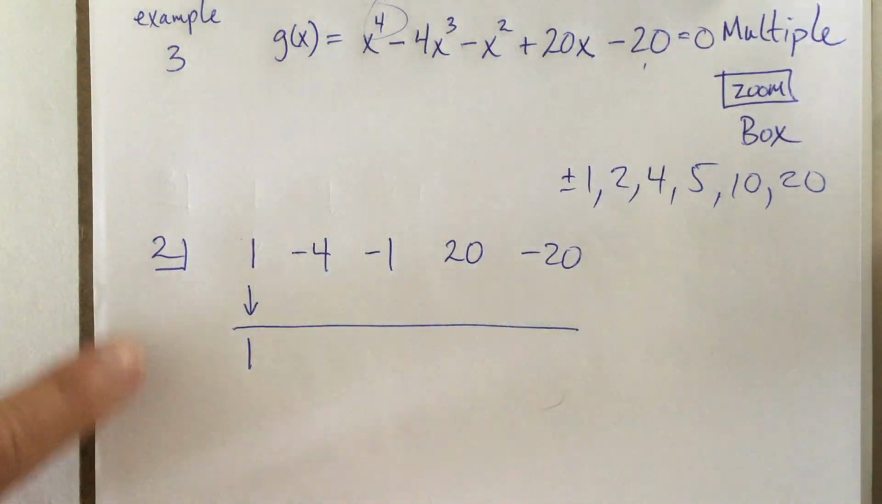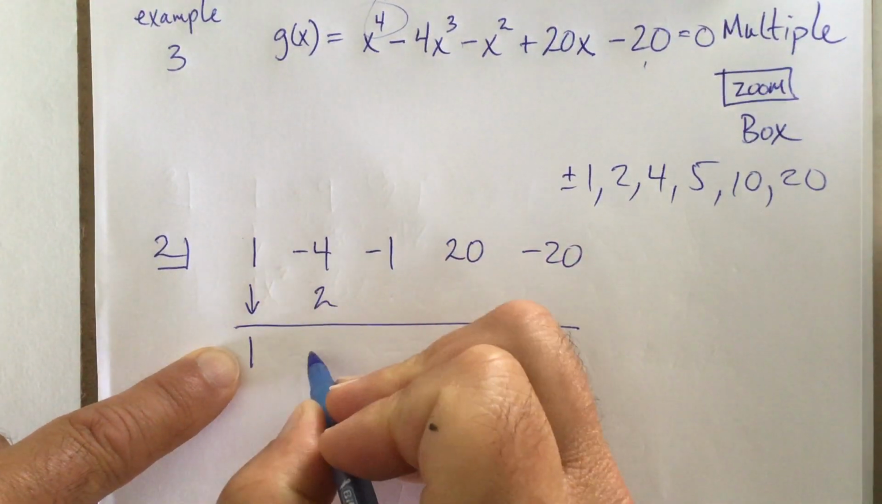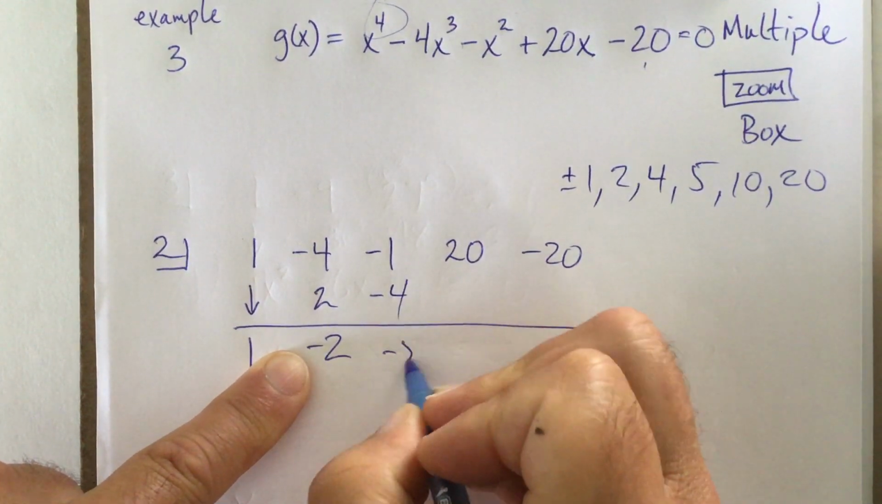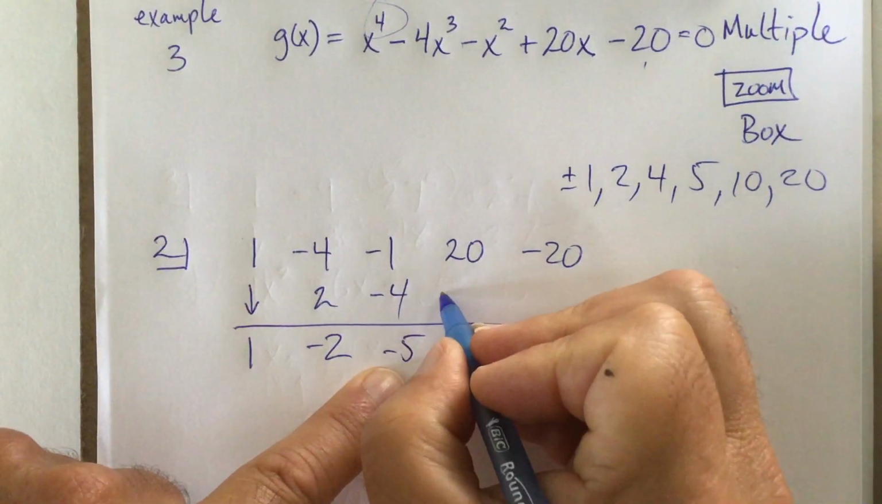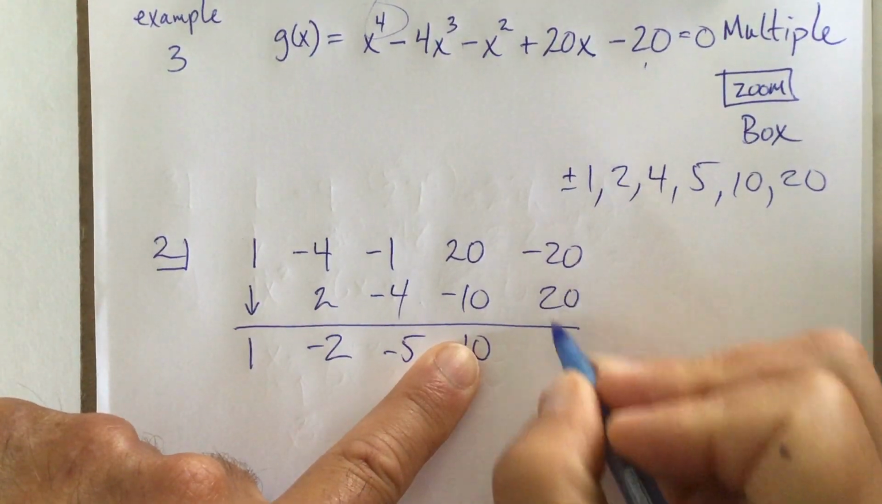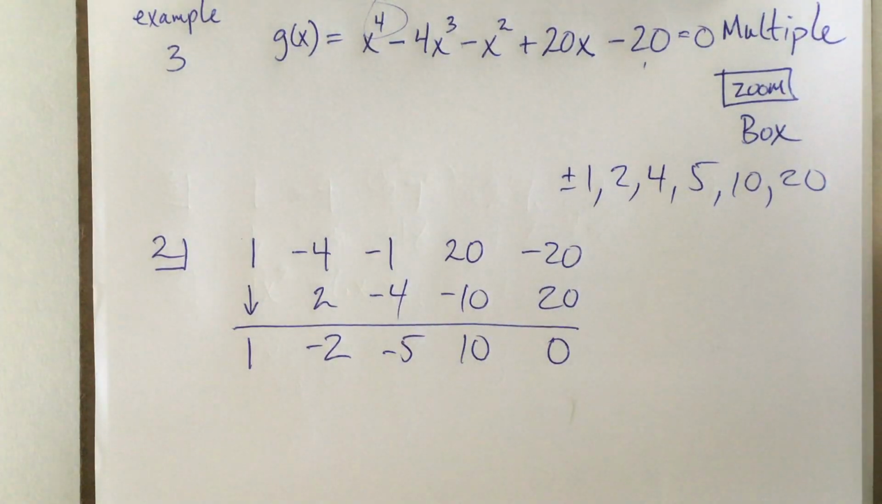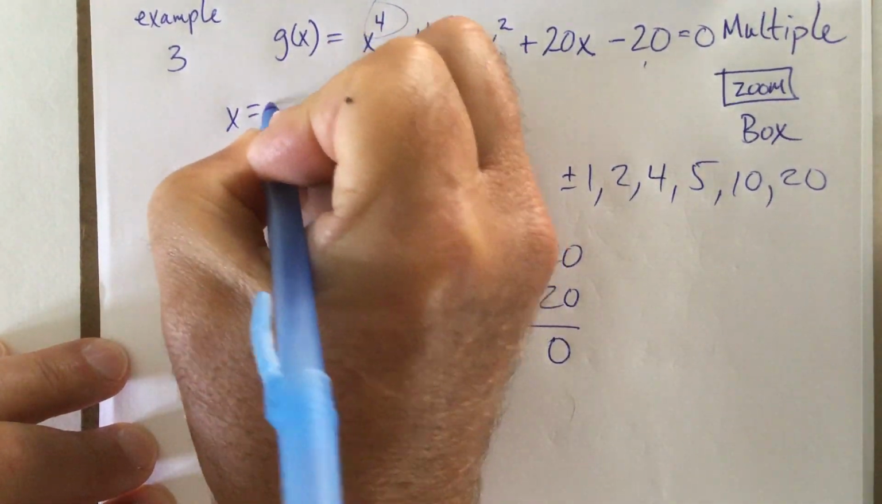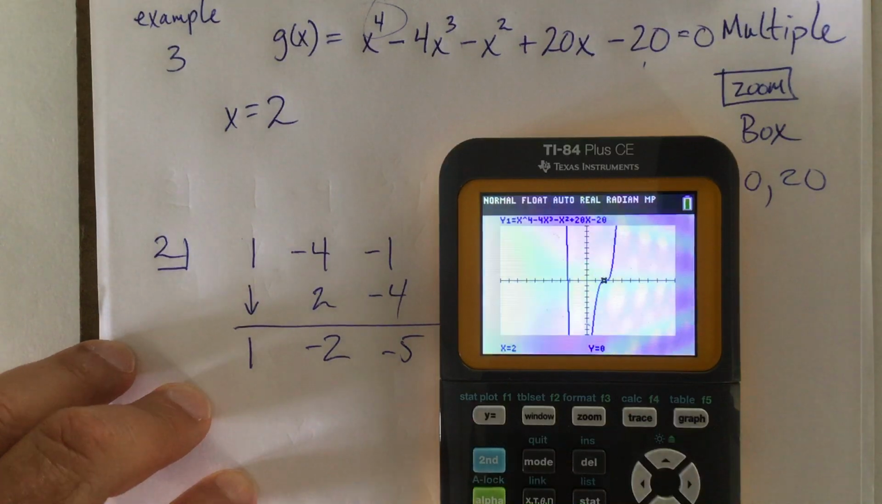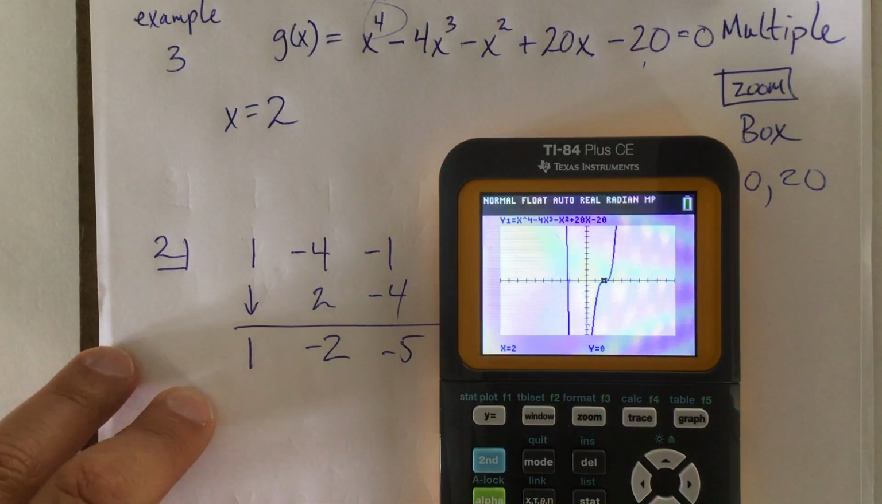I'm going to move my calc out of the way and do 1 times 2. I get negative 2. Negative 4. That looks like a negative 5. 2 times that is negative 10. That looks like a positive 10. 2 times that is 20. Boom, I got it. So x equals 2 is one of my answers. In fact, according to this, it looks like it might be the same answer 3 times.